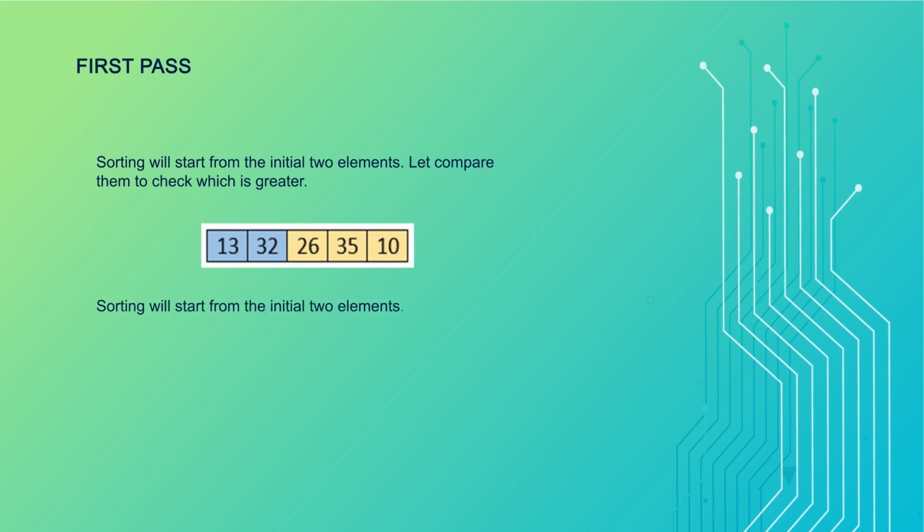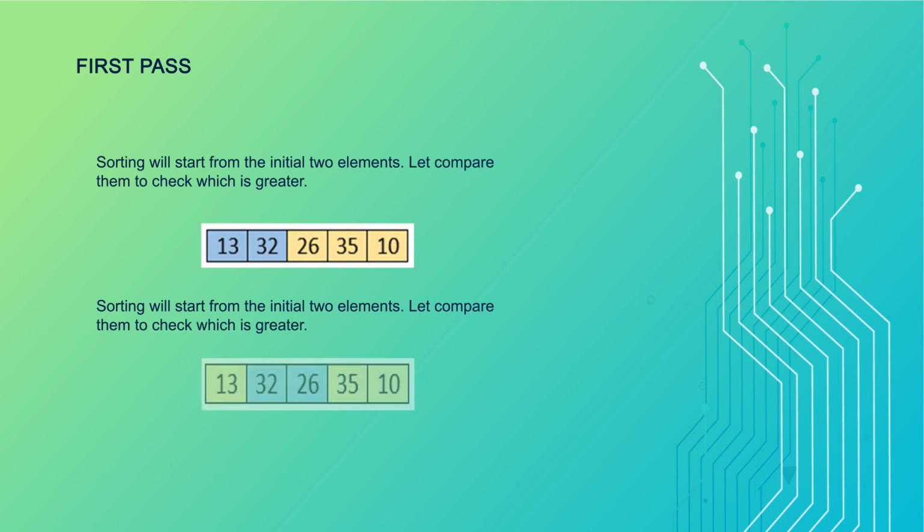Here 32 is greater than 13, so it is already sorted. So now we don't need to swap these two elements. Now again we will compare 32 with 26, the next two elements.